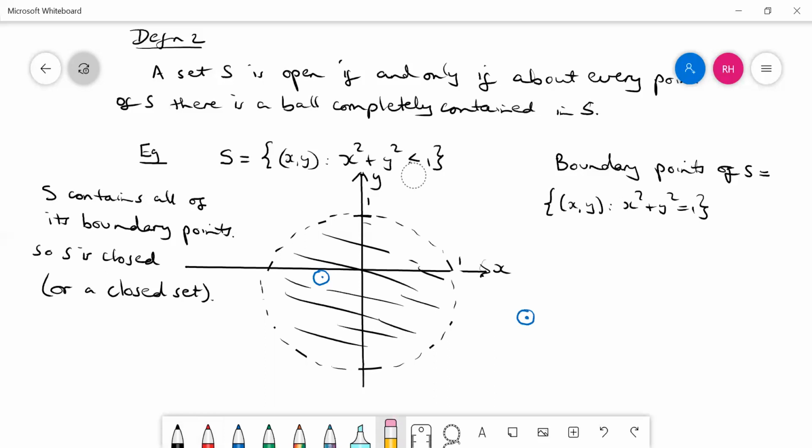I'm going to just get rid of that equals to. It's strictly less than 1 now. So the boundary points, an important point, the boundary points don't change. This is still the boundary points of S, even though I've changed S. But now if we go over to the left, S contains none of its boundary points. So S is open. Or if you want, we could say it's an open set.